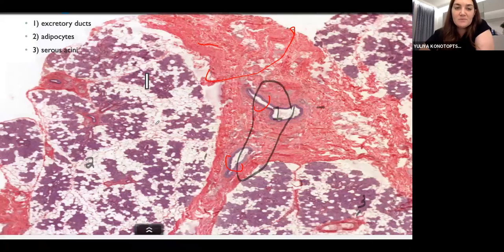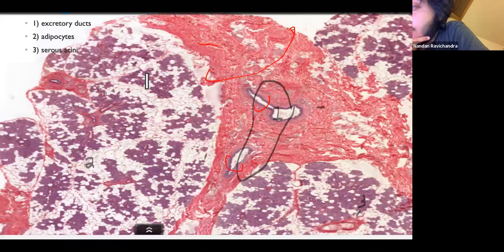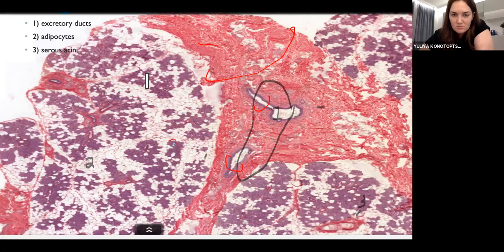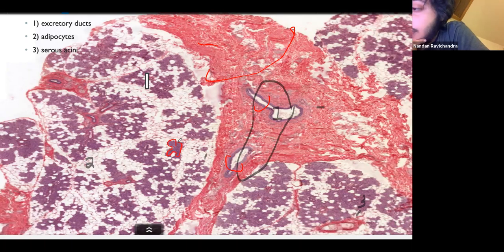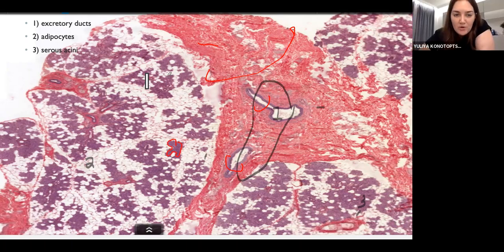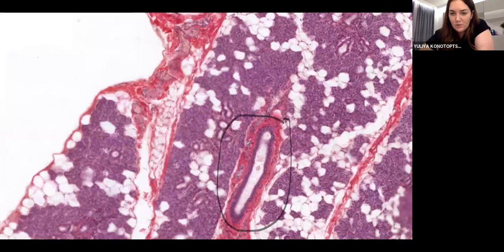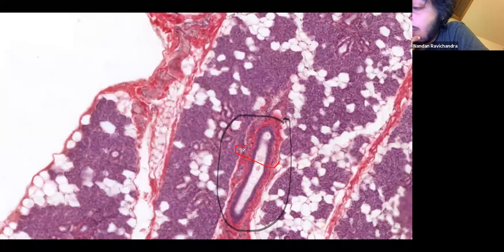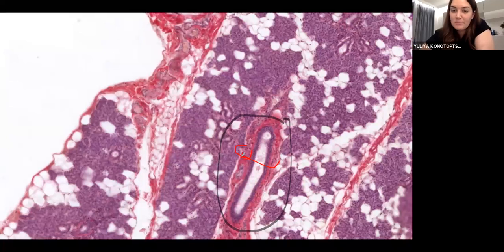What are those white things? Adipocytes. And what are those blue basophilic? Serous acini, right? So you can see that the majority, not even majority, all of the acini are serous, all of them. Okay, which duct is this? Excretory as well. How do you know? It's in the connective tissue. This is connective tissue septa.